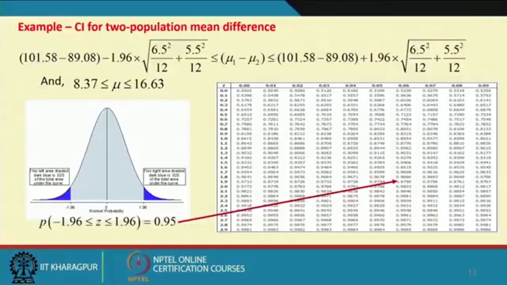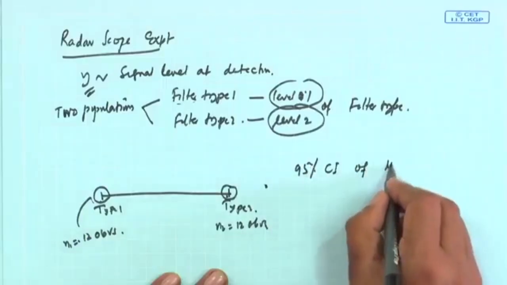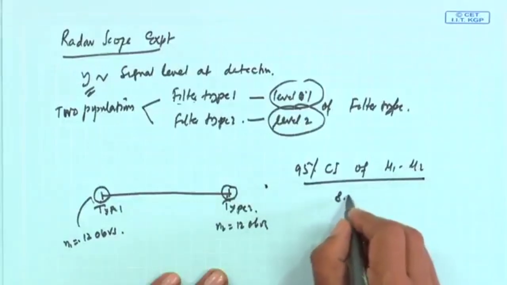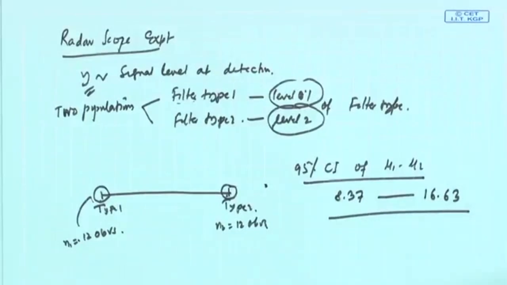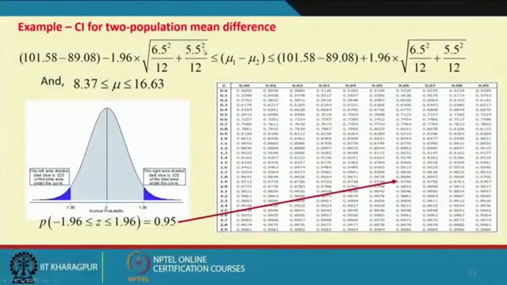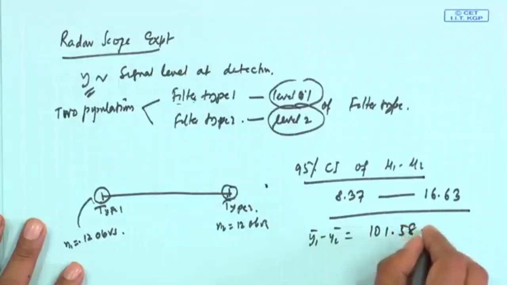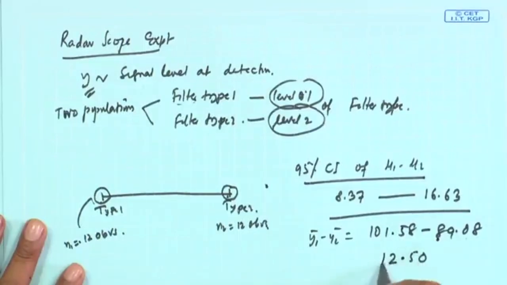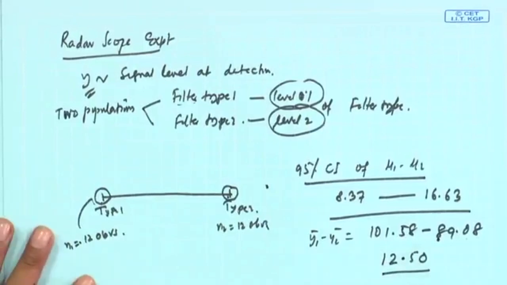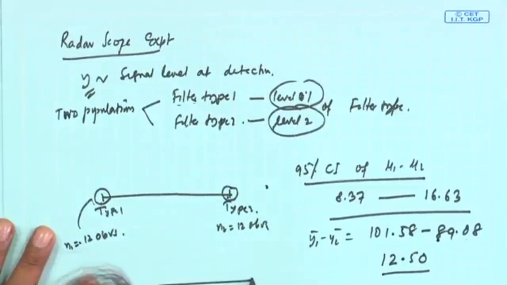So, 8.37 to 16.63, that means the 95% confidence interval of mu 1 minus mu 2 in this case is 8.37 to 16.63. Okay. So, what is your interpretation? The interpretation is about the point estimate, y1 bar minus y2 bar, which is 101.58 minus 89.08, so 12.50.